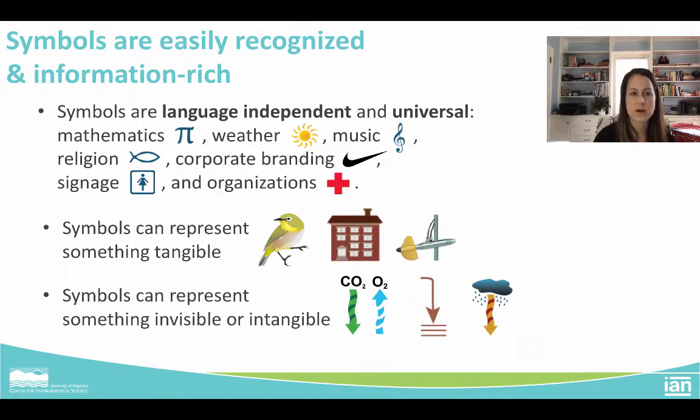And symbols are great because they can represent something tangible. So a certain species of bird, a building, a monitoring instrument, or they can represent something invisible or intangible. So for example, on the right, we have that green arrow and the blue arrow. So we have carbon dioxide being absorbed, oxygen being released, and that's how we are symbolizing photosynthesis.